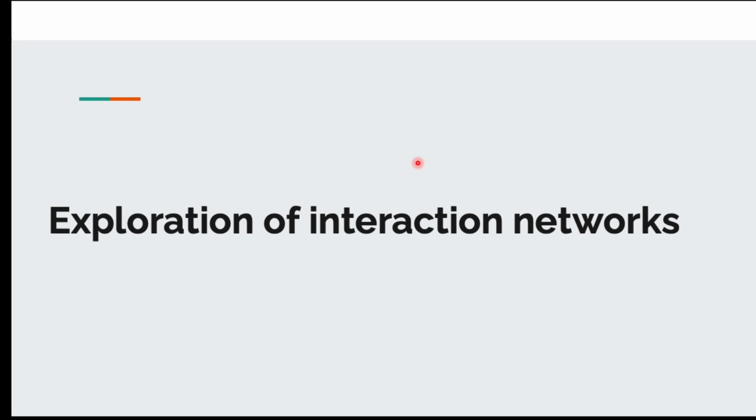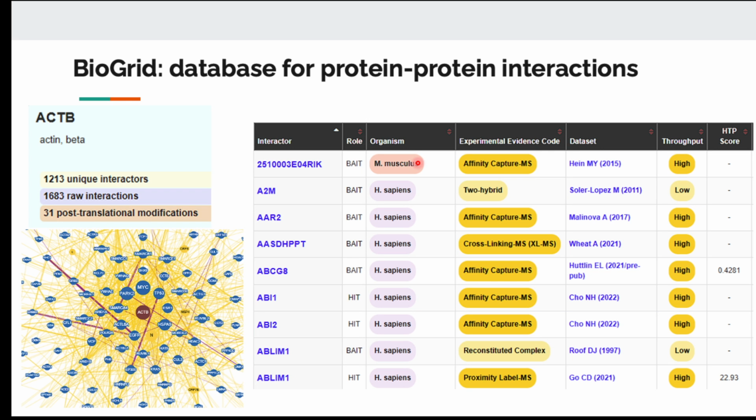So the next set of resources that I want to show will be the ones that allow you to see the interaction. I think 3 or 4 lectures ago, we learned about networks, like how we draw relationships between genes and proteins, and how we can learn from those visualizations. So these tools will allow you to get the data or visualize the data to see the interaction between multiple proteins that you are interested in.